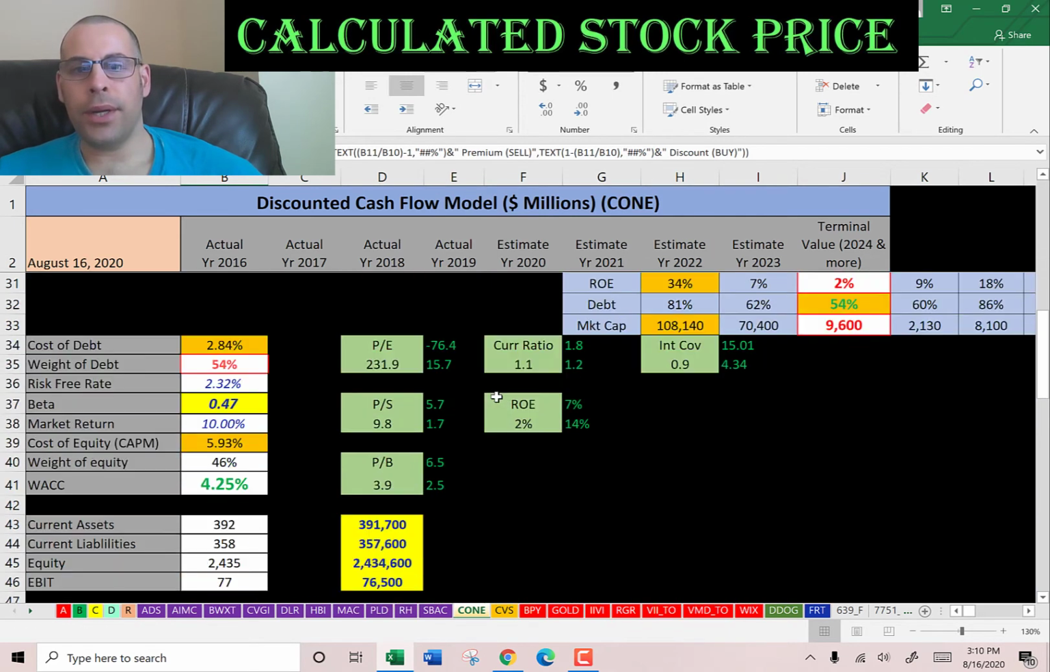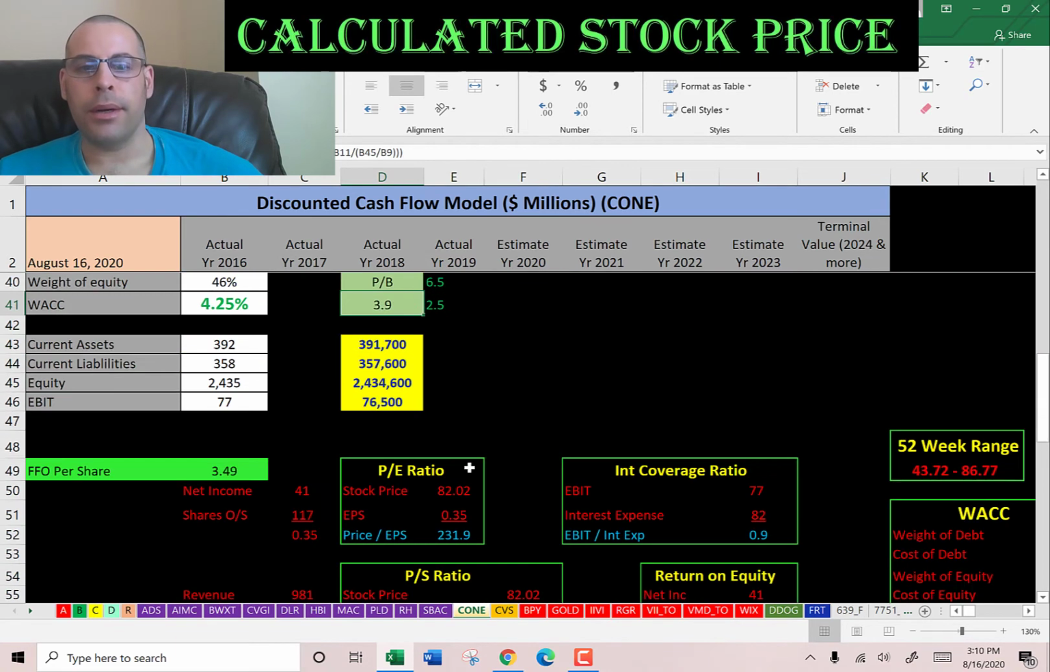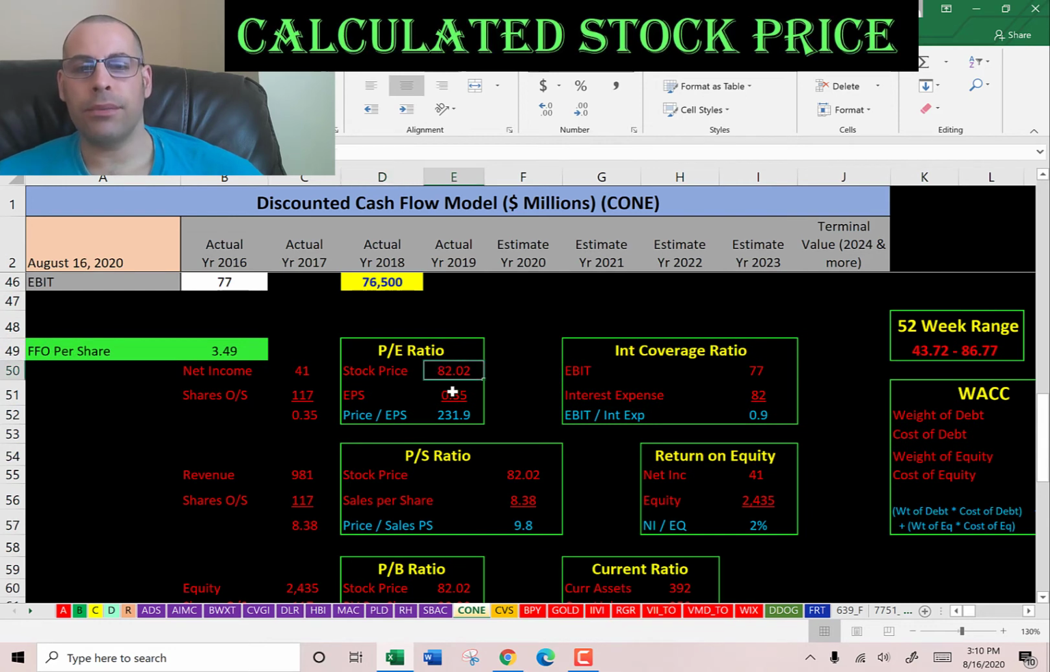Let's look at the financial ratios. They have a really bad PE, a bad price to sales, and not such a great price to book. PE is stock price over earnings per share. To calculate earnings per share, that's net income over shares outstanding. I like to see below 15. They're at 232. So investors are paying $232 for $1 of earnings. They need to bring the net income up.